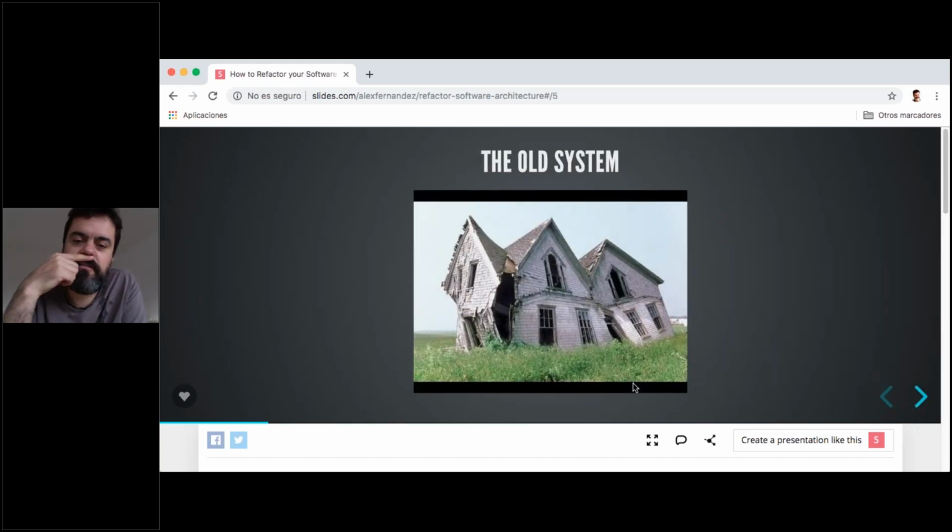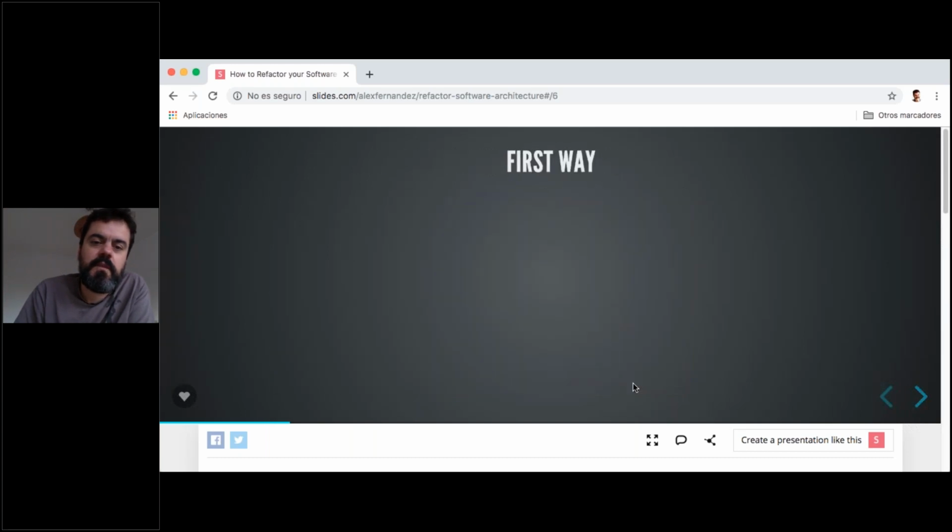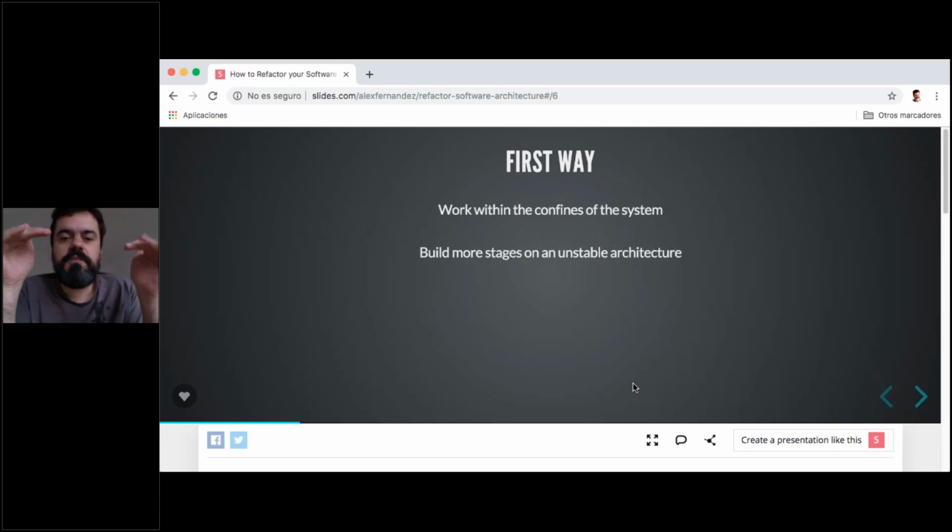You look around, the old system is kind of like this. So it's not completely useless, okay? It had a good base, but it's in huge need of repairs at this point. So the first way is just work with it. So try to work inside that space. But as it happens, the current architecture is not very stable. And if you are going to build on it, it's going to be even more unstable.